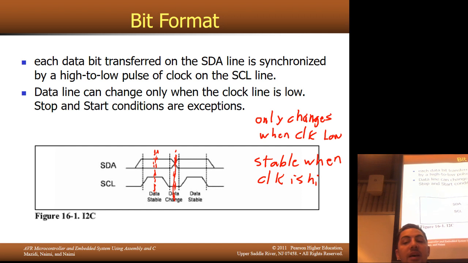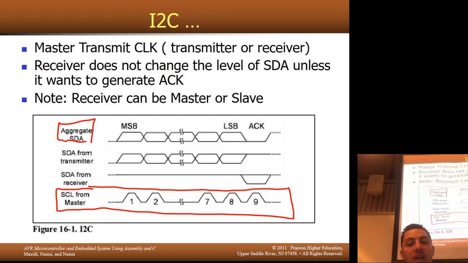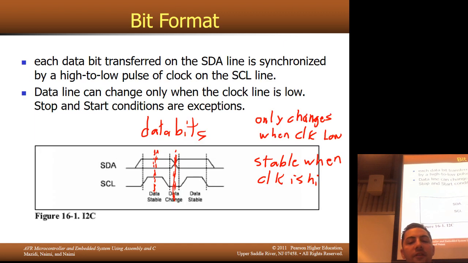Now there's one big exception, okay, and it's called a start condition and a stop condition. These are what we call data bits. So if it's one of these data bits here, that's what we're talking about. It changes on the low and it's stable on the high. This is all physical level details so that when you look at this on a logic analyzer, you know what's going on. All right, so the start and stop conditions are the exceptions to these two rules.